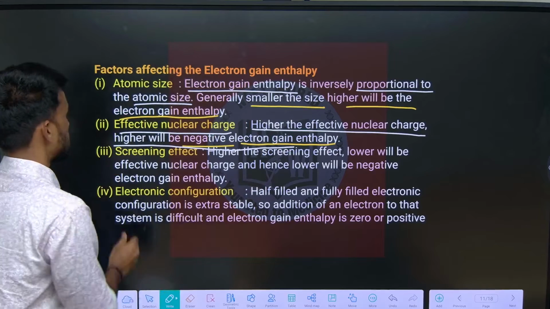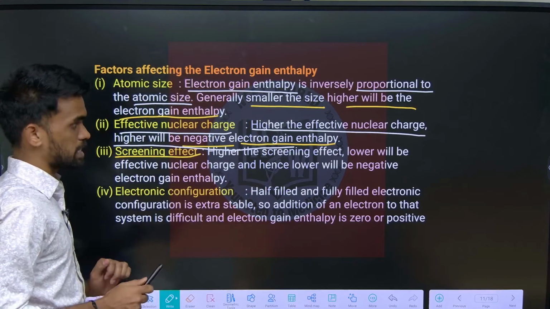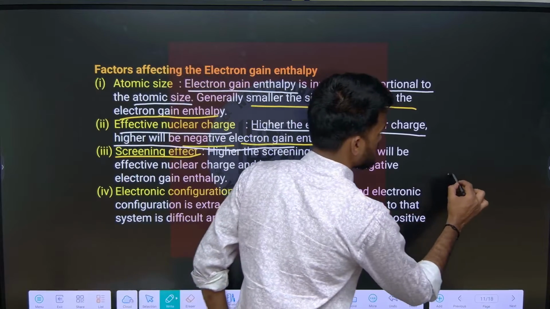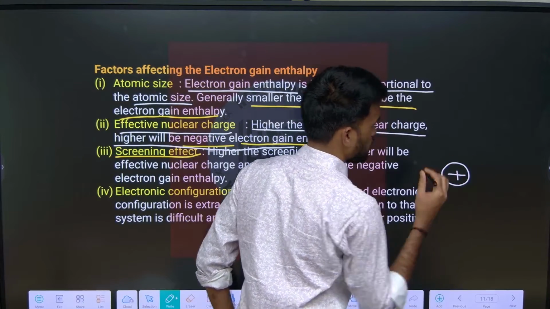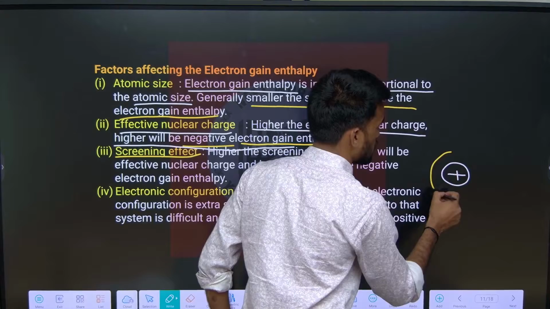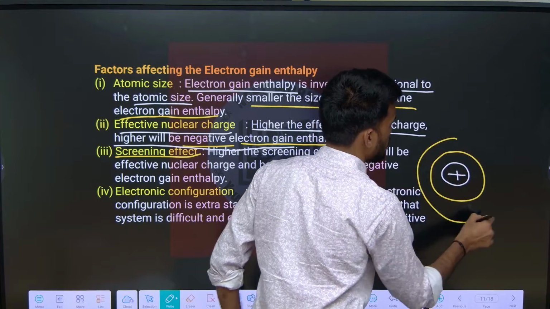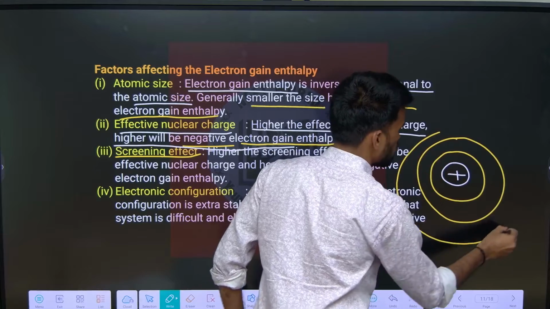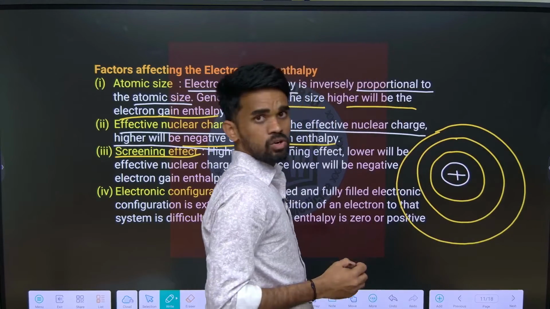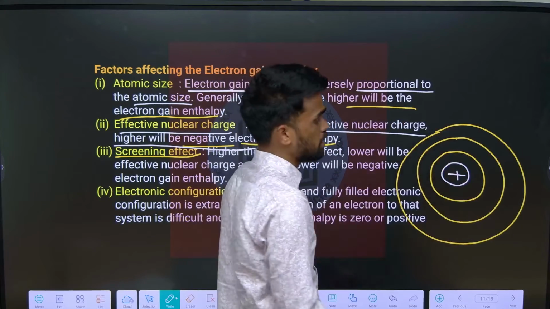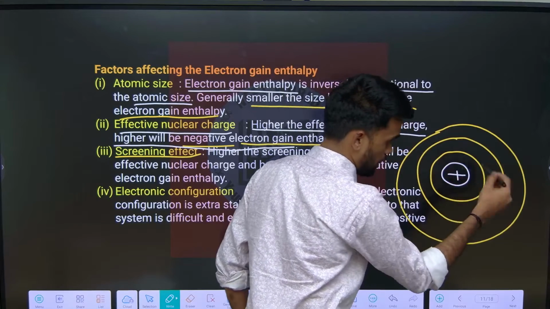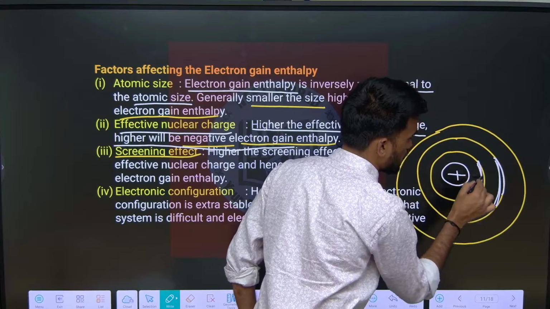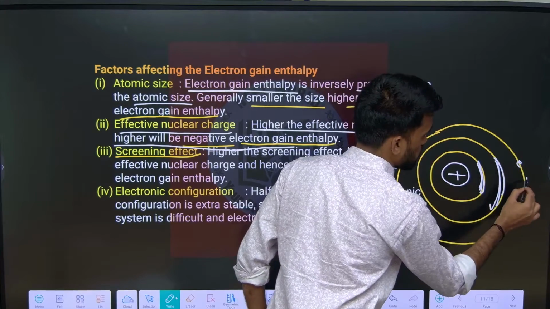Next, screening effect. What do we mean by screening effect? Yesterday in the last class also we discussed it. Let us say this is the nucleus of an atom, and these are the electron clouds of that atom. Let us say this is the outermost electron shell. Now in the inner orbitals, some inner electrons are there, and here some outer electrons are there.